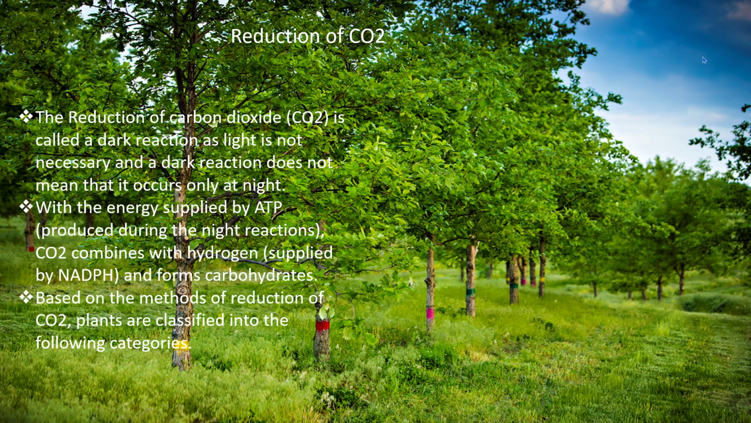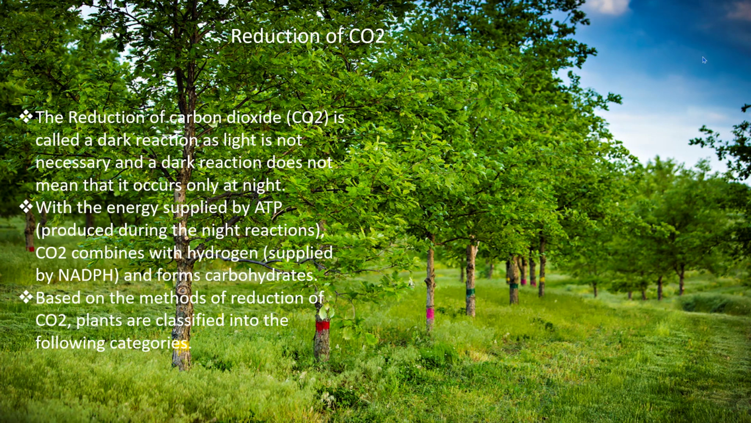This process generally works with the energy supply by the ATP, whose basic purpose is to produce the carbohydrates to supply to the plant. And we know that NADPH, which is also supplied while CO2 combines with hydrogen, stands for nicotinamide adenine dinucleotide phosphate. This particular thing combines with hydrogen and CO2, so they form carbohydrates. By the method of CO2 reduction, plants get classified into the following categories.